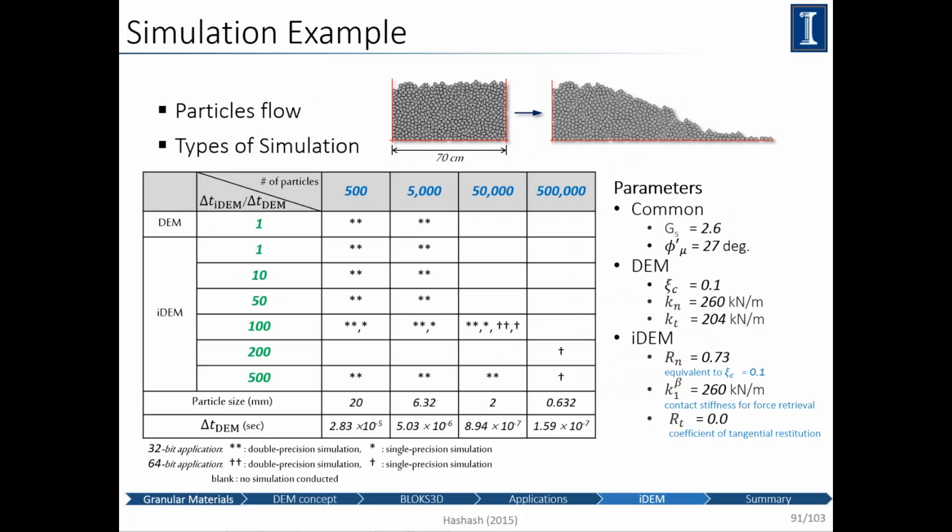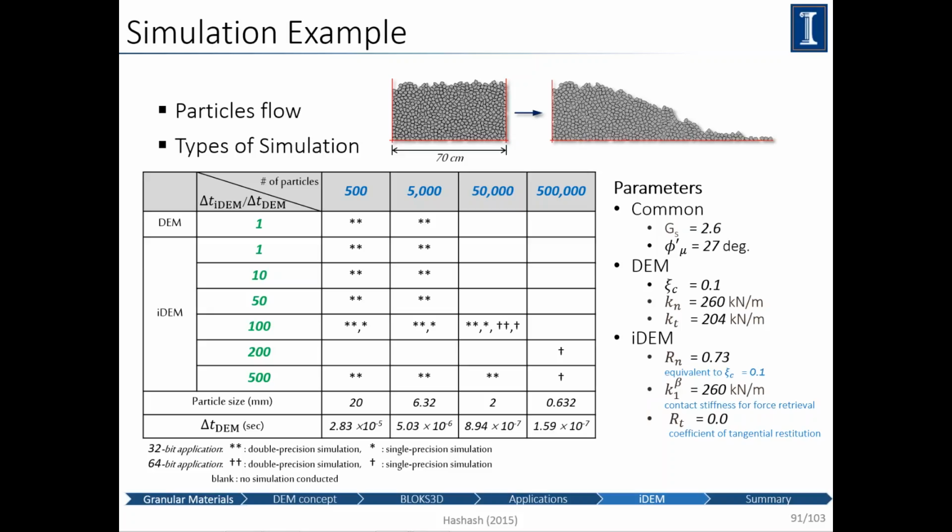So we did a number of simulations. The way we looked at it is we looked at the time step of IDM versus DEM. We have 500, 5,000, 50,000, and 500,000 particles. I could never run 500,000 particles on a PC with polyhedral particles. That's not feasible for us. But IDEM we could. And the time step is 1, 10, 50, 100, 200, 500. If you can do 500 times the time step, it's about 500 times faster. Well, it's not exactly, there's a little bit.